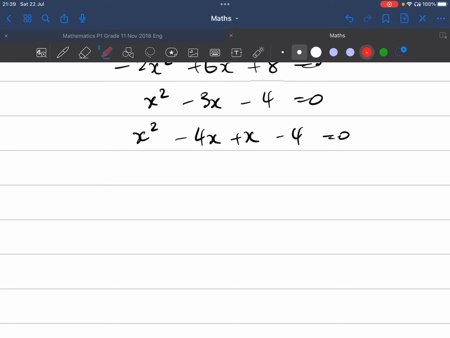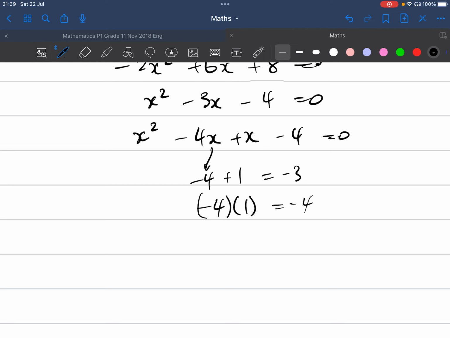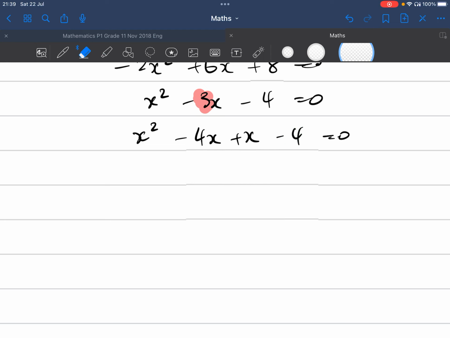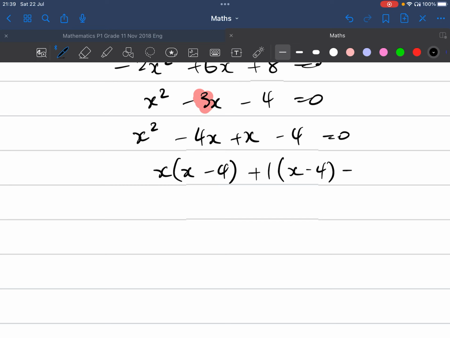Okay, let's see if that makes sense. If I take minus 4 plus 1, I get minus 3, and if I take minus 4 times 1, I get minus 4. Okay, so there's my minus 3 and there's my minus 4. So that means that these two numbers are going to work. Okay, so now it's just a case of factorizing everything. And now we can take out our common factor.